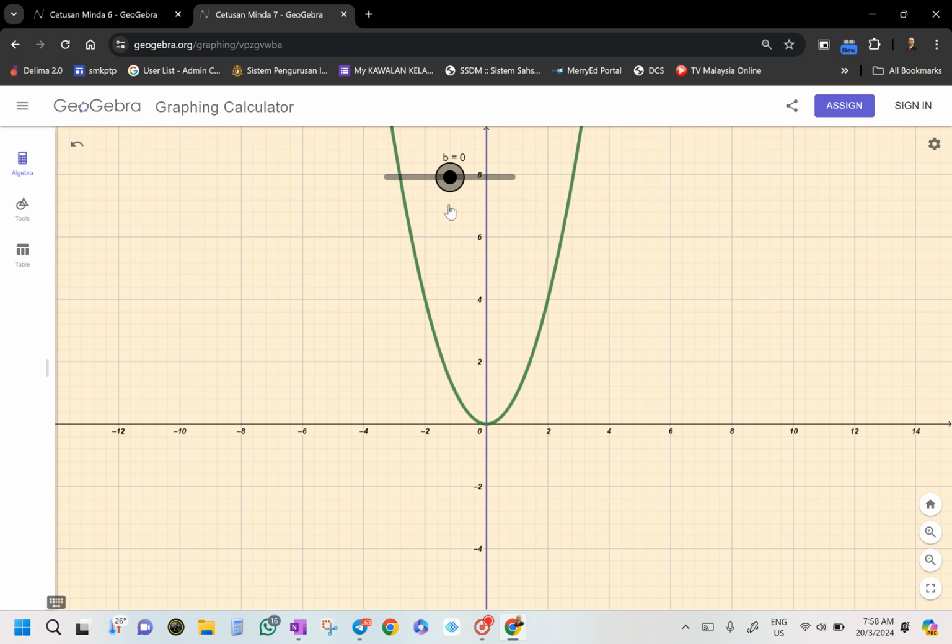The axis of symmetry is going to be at our origin. Nampak tak origin? Bukan original. Okay, to 0, 0. Origin, tengah-tengah. Okay. So what happened when the value of B is positive?